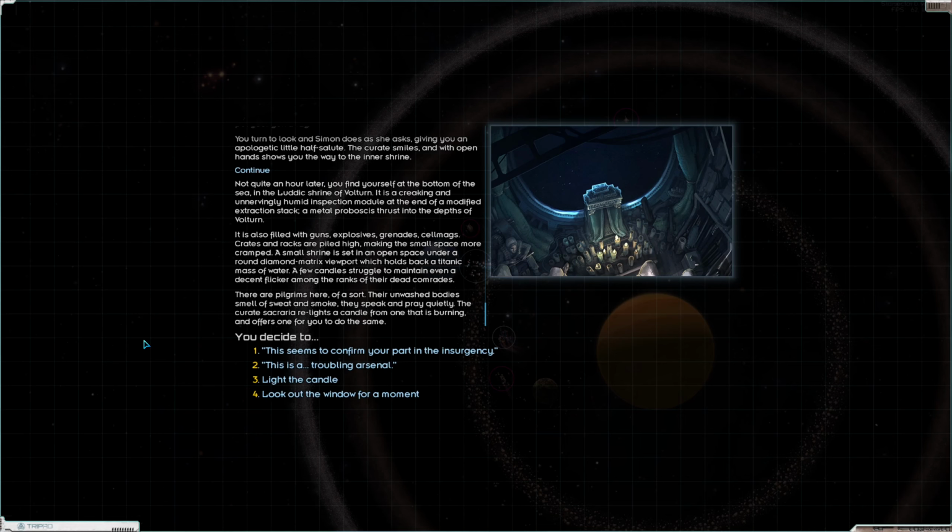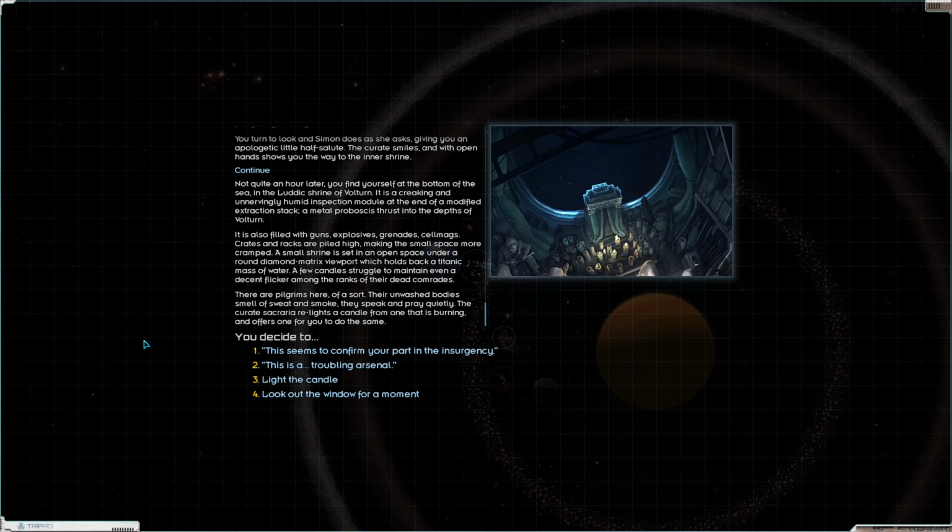Not quite an hour later, you find yourself at the bottom of the sea, in the Luddic Shrine of Ultern. It is a creaking and unnervingly humid inspection module at the end of a modified extraction stack, a metal proboscis thrust into the depths of Voltern. It is also filled with guns, explosives, grenades, cell mags. Crates and racks are piled high, making the small space more cramped. A small shrine is set in an open space under a round diamond matrix viewport, which holds back a titanic mass of water. A few candles struggle to maintain even a decent flicker among the ranks of their dead comrades.